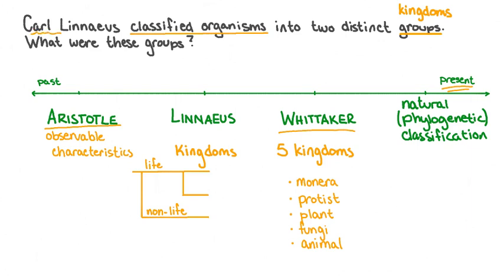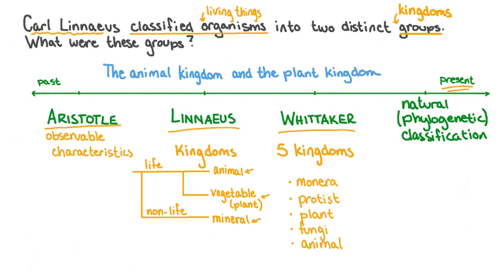But Carl Linnaeus is often credited with coining the term kingdoms for these types of groups. He classified all things, living and non-living, into 3 kingdoms: animal, vegetable, and mineral. But our question is asking us specifically about how Linnaeus classified organisms, or living things. Linnaeus's 2 kingdoms for organisms were the animal kingdom and the plant kingdom.